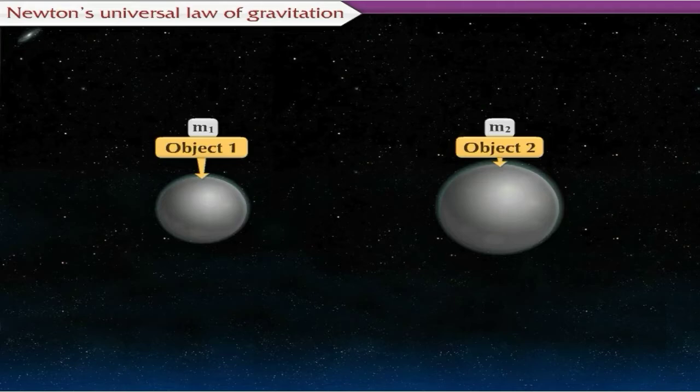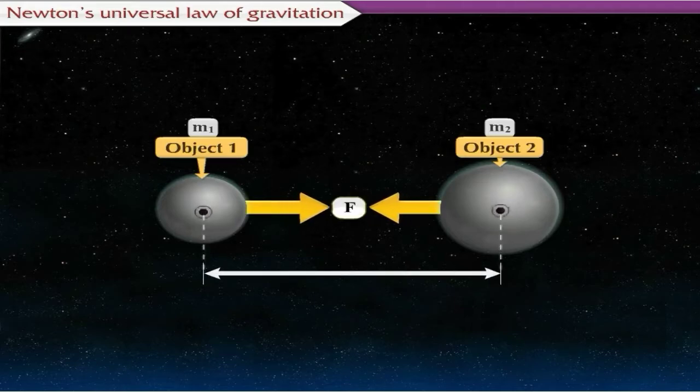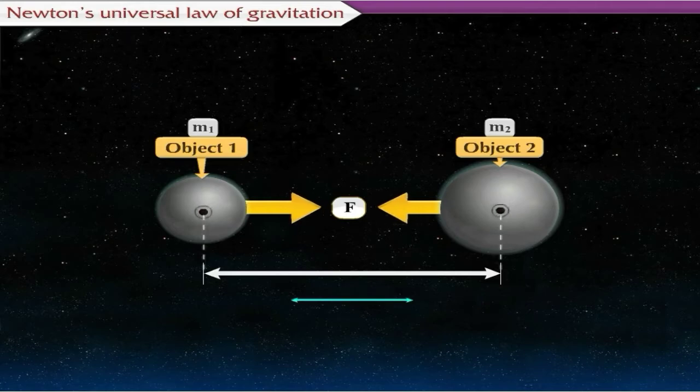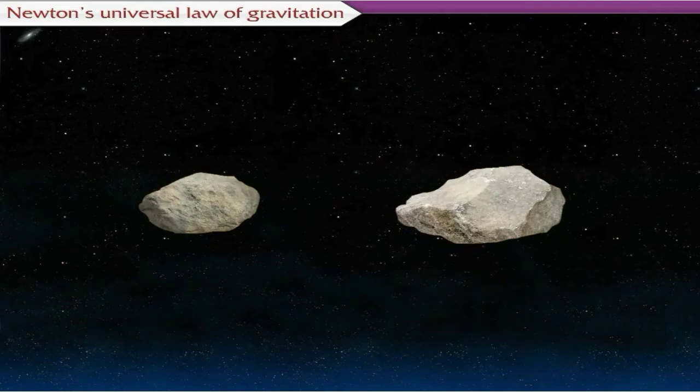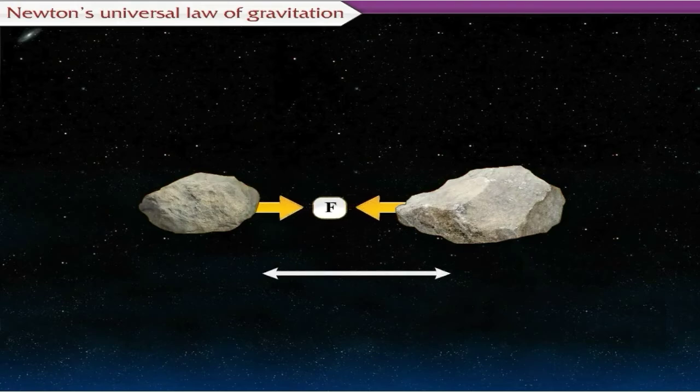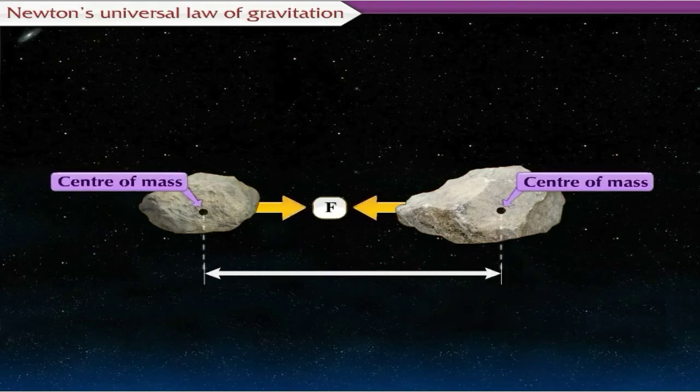If two bodies are spherical, the direction of the force is always along the line joining the centers of the two bodies, and the distance between the centers is taken to be d. But if two bodies are not spherical or having irregular shape, then the direction of force is along the line joining their centers of mass, and d is taken to be the distance between two centers of mass.